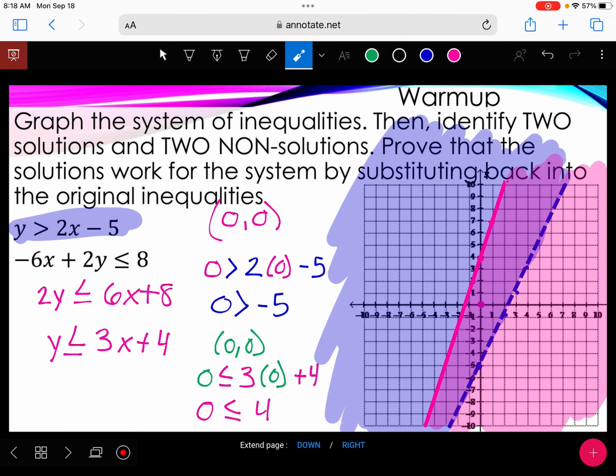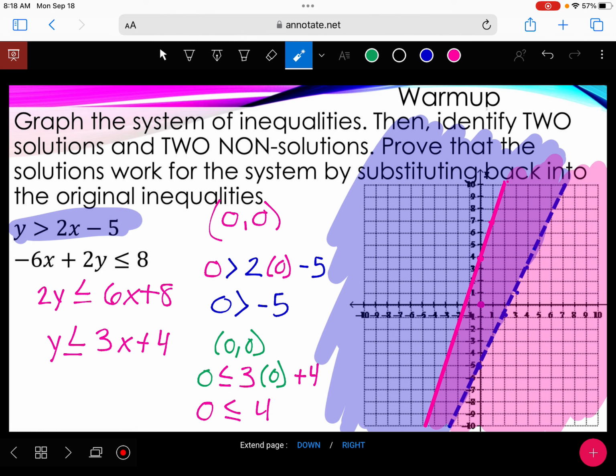What about, let's see, 4, 3. Is this a solution to the system? No. Why not? Because it's on a dotted line. Dotted lines don't count. What about this one, 0, 4? Yes, because it's in the double shaded and on a solid line. Okay, so we got to be really, really careful when we are identifying solutions, but I wanted us to practice that again.